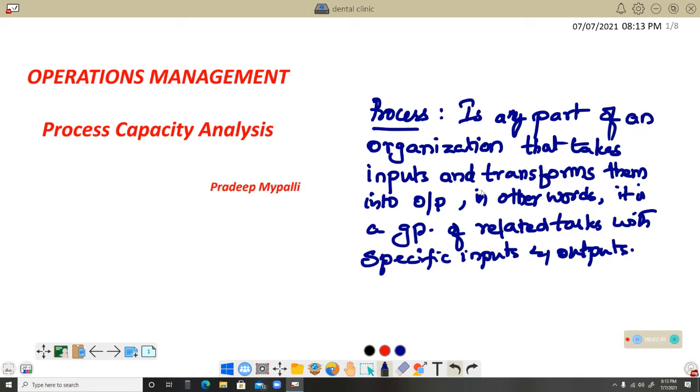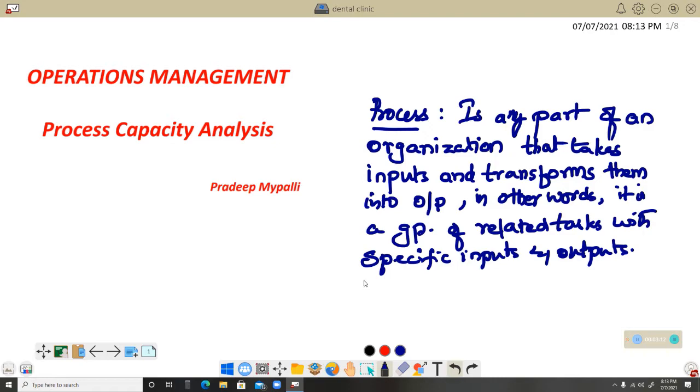What is a process? Any part of an organization that takes inputs and transforms, meaning converts, them into output. Generally we know that every production organization takes inputs as raw materials and finally we get the finished product. Or we can also say that it is a group of related tasks with specific input and output, right? This is the first terminology.